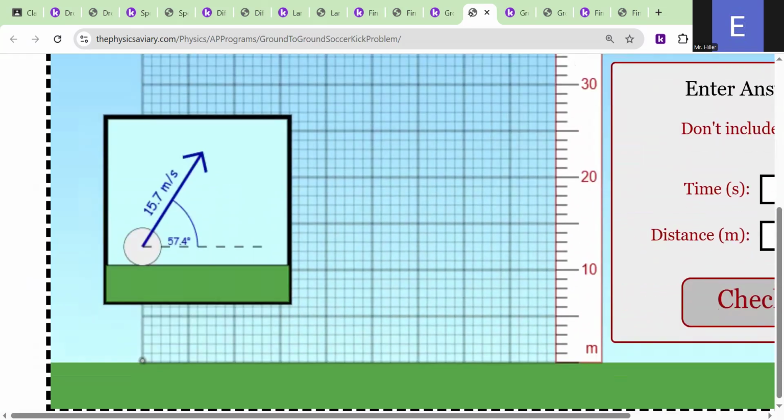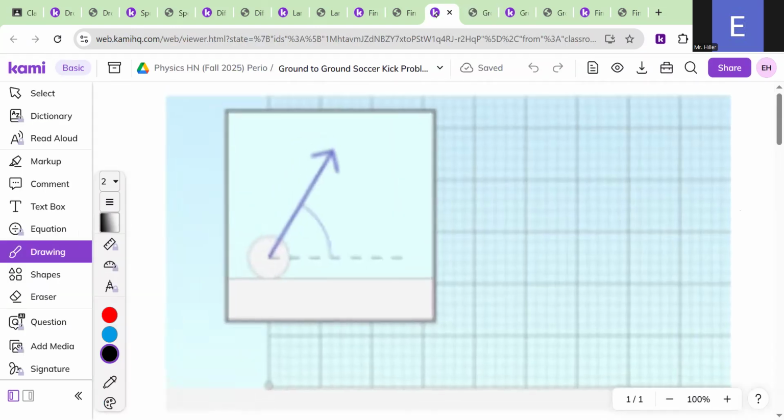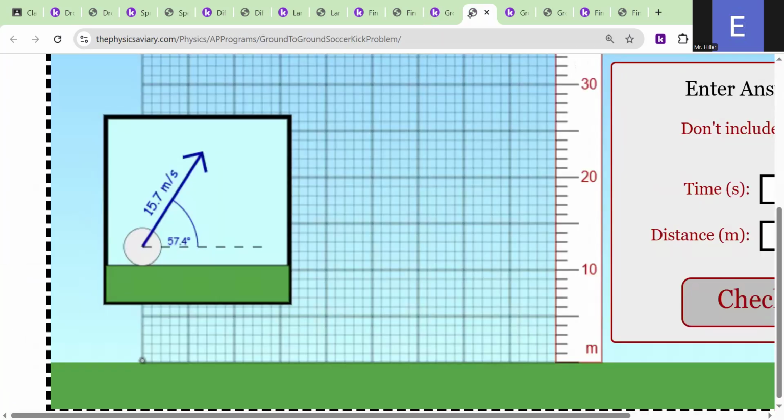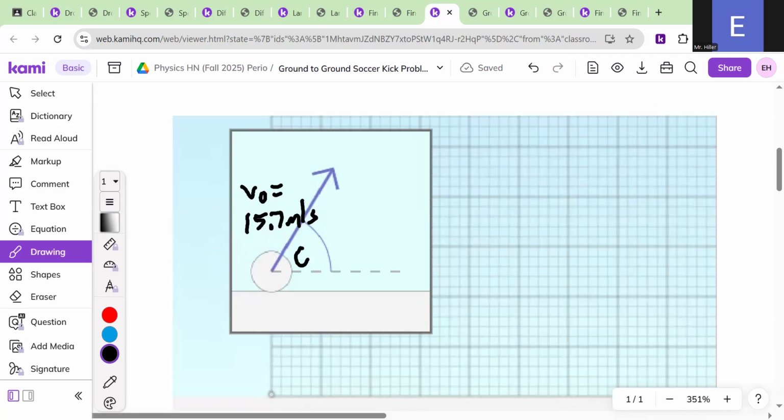Okay. So the first thing I'm going to do is draw the information given. I'm going to draw the initial velocity and the angle for which it was done. I'm going to zoom in here and draw that out. So mine says 15.7. So V naught equals 15.7 meters per second. And my angle is 57.4. Theta is 57.4 degrees. And remember, the ball's down here. Okay, the ball is down there.